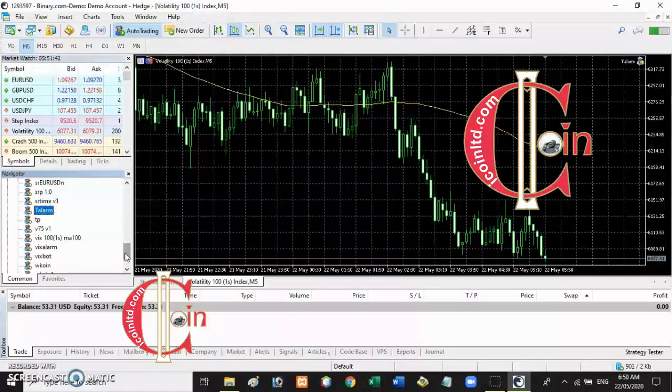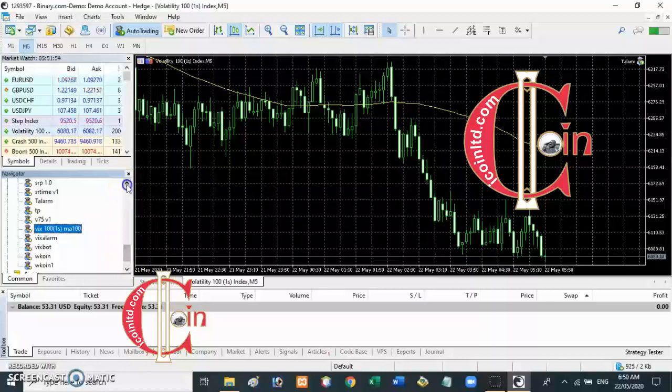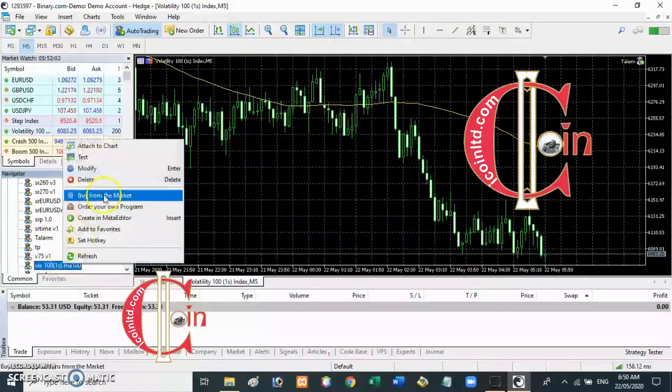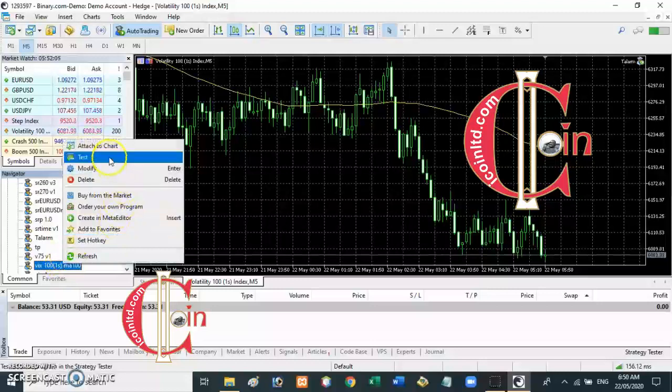So I want to test this one for volatility 100 1 second. It's a robot I designed. I completed it yesterday anyway. I've been trying to make a bigger, better one, just to make sure we stay away from losses. I'll be testing that one and another one, but for now let's go with that one. You right click if you want to test it. Back testing, that's what I want to do, to test it from historical data, past data.